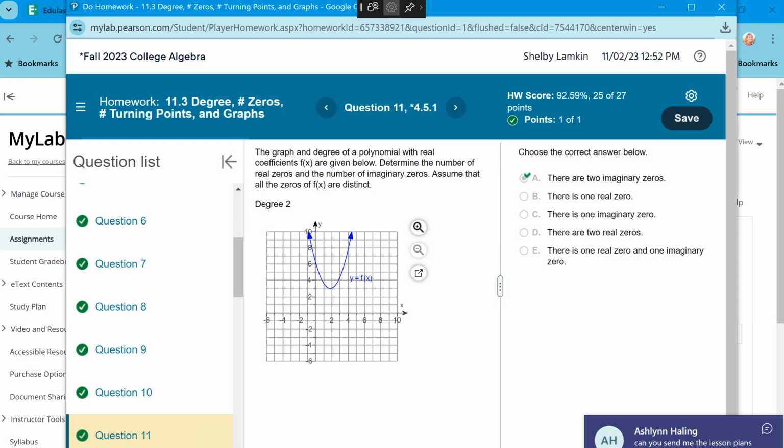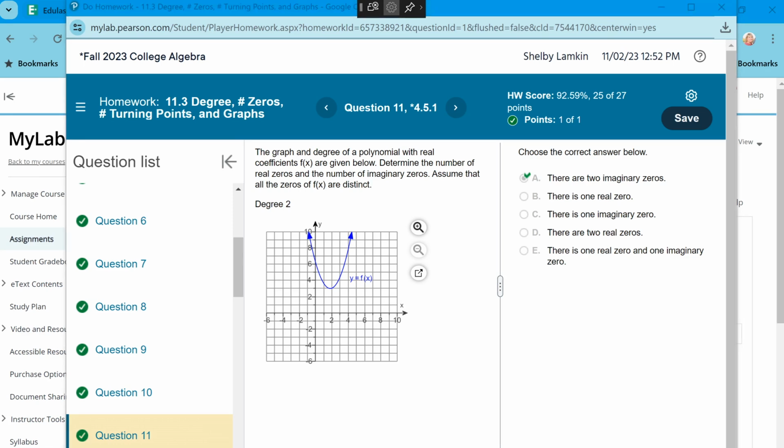The graph and degree of a polynomial with real coefficients is given. Determine the number of real zeros, then determine the number of imaginary zeros. Well, it's a degree 2, so it only has 2 zeros of any type. It doesn't cross the x-axis at all, so it doesn't have any real zeros. It has 2 imaginary zeros, because remember, imaginary zeros need to come in pairs.